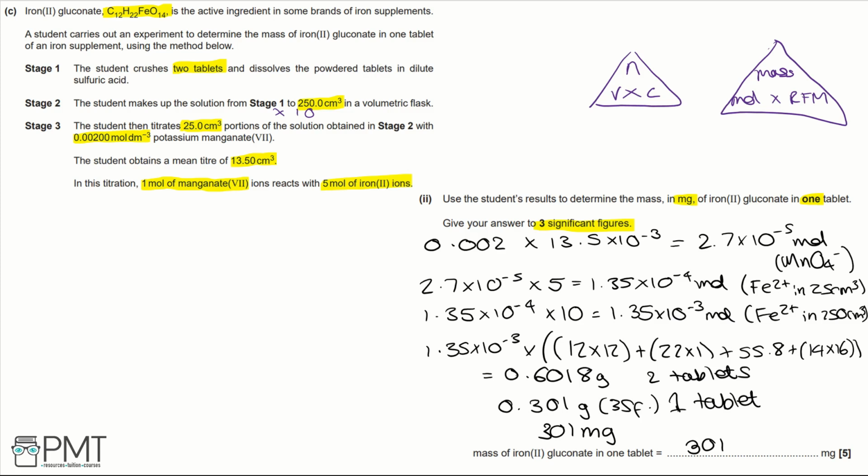To get the 5 marks for this question, you get a mark for working out the moles of MnO4 minus, a mark for working out the moles of Fe2 plus in 25 centimetres cubed, a mark for working out the moles of Fe2 plus in 250 centimetres cubed, a mark for working out the mass of 2 tablets, or the mass of iron 2 plus in 2 tablets, and then your final mark comes from working out that it's 301 milligrams of iron 2 gluconate in 1 tablet. Writing this as 3 significant figures, writing 301 gets you your 5th and final mark.